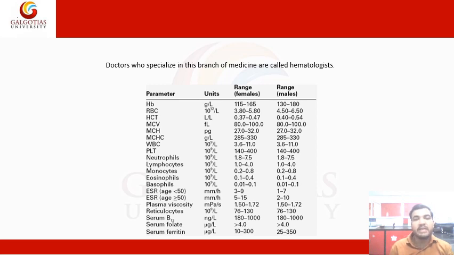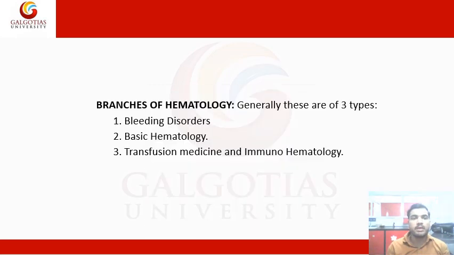These granulocytes are further divided into three types, that is lymphocytes, monocytes, and now here we are going to discuss the branches of hematology, which deal with bleeding disorders and all those criteria that are related to the blood.